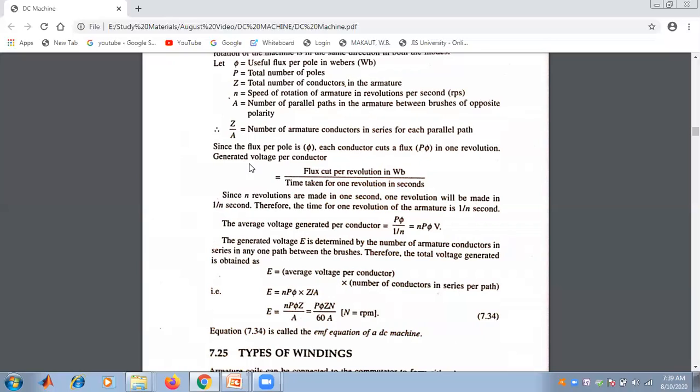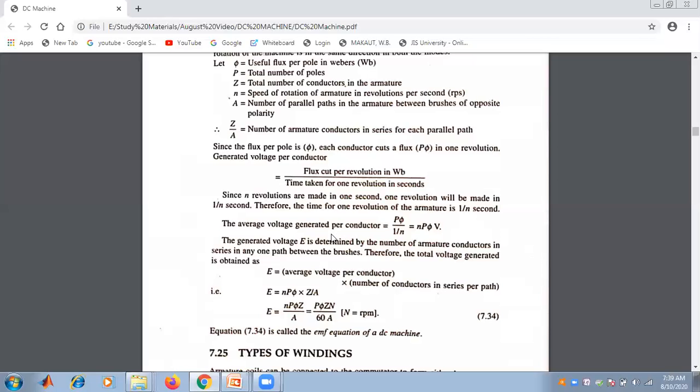So the generated voltage per conductor is the flux cut per revolution in Weber divided by the time taken for 1 revolution in seconds. Since N number of revolutions are made in 1 second, 1 revolution will be made in 1 by N seconds.